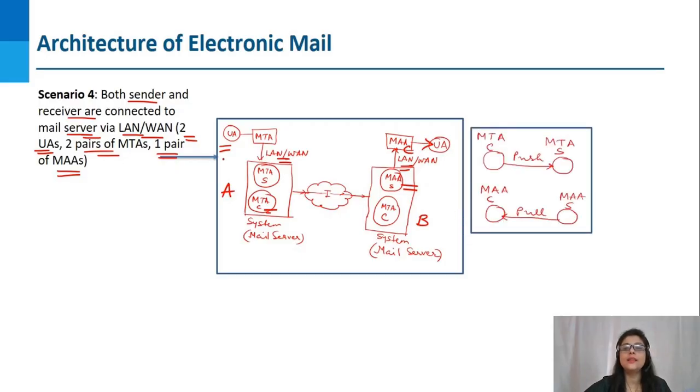Now let us understand the method of push and pull. You see here the MTA at the client side is pushing its message to the MTA at the server. And what is the work of MAA client and MAA server? This MAA client is pulling the message from the MAA server. So with the help of this push and pull mechanism, the entire architecture of electronic mail operates.